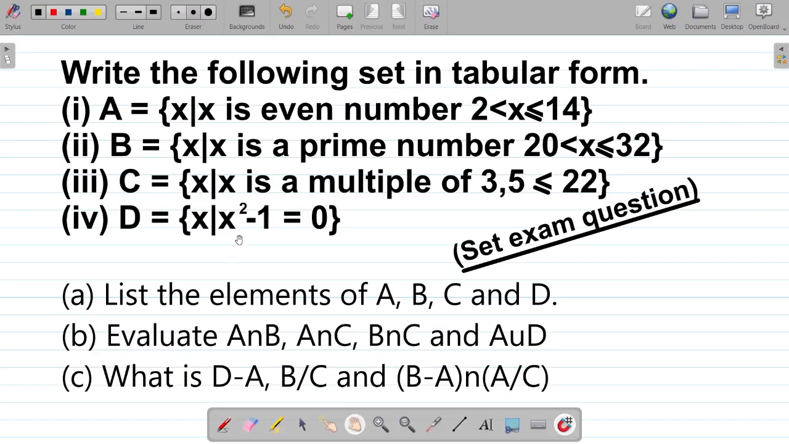Let's look at another set exam question. The question here says, write the following sets in tabular form. You have set A, set B, set C, and set D. Typically, if you look at this, these sets are actually in set builder notation. And when they say you should write it in tabular form, all they're asking you to do is to list them out, right? So list out the elements in each of these. That's all they're asking you to do.